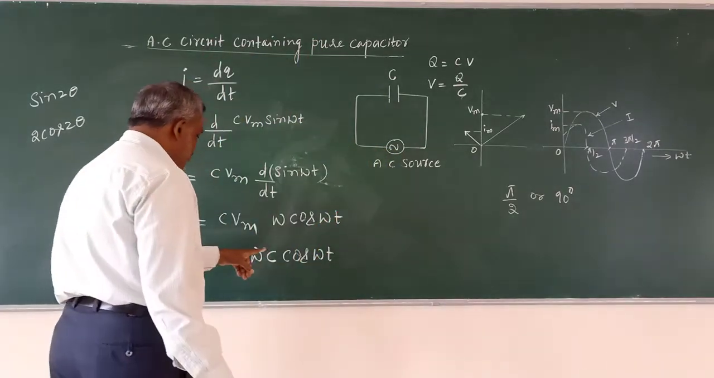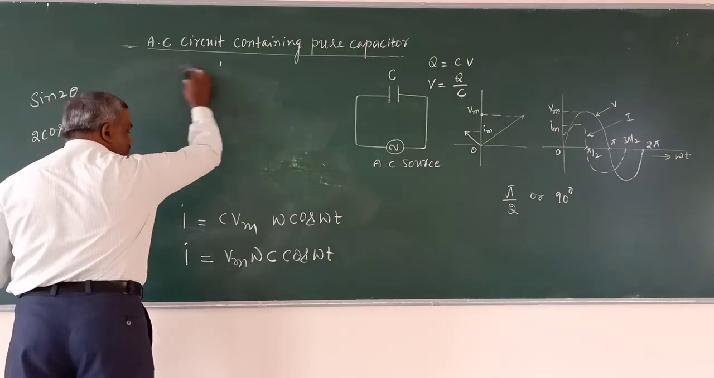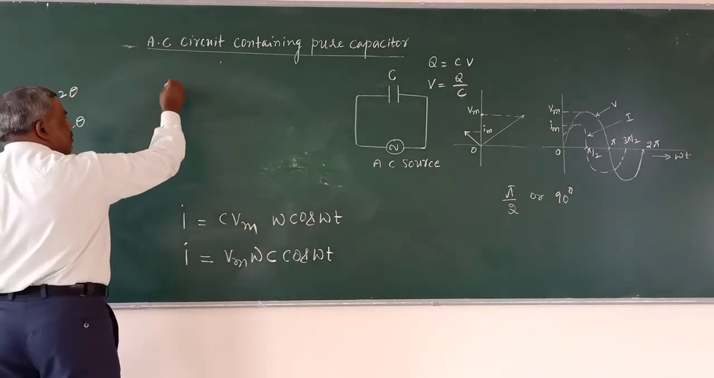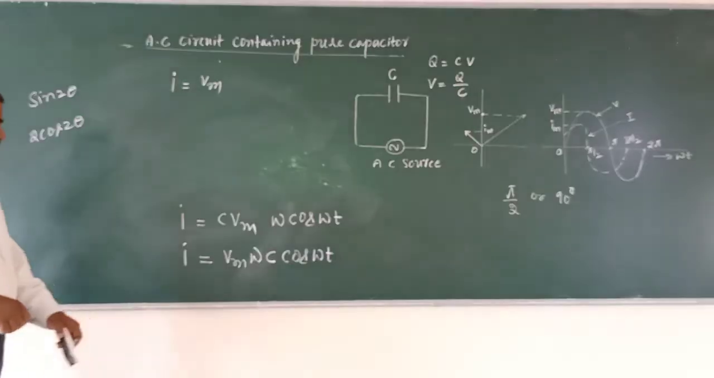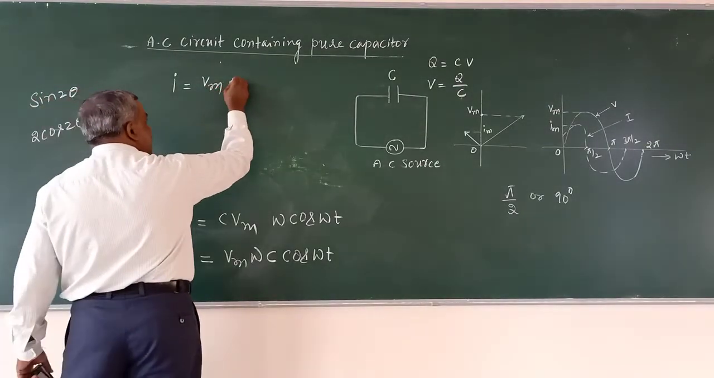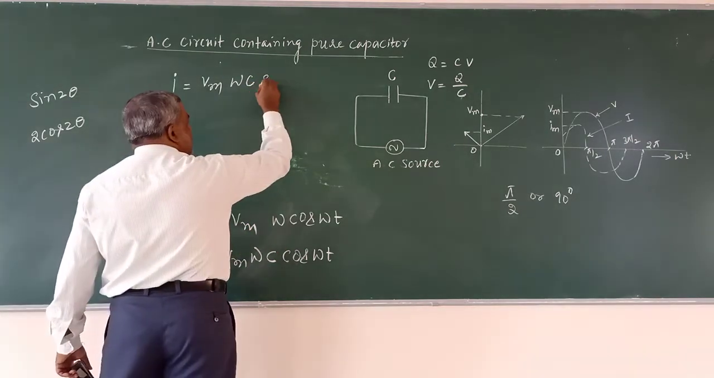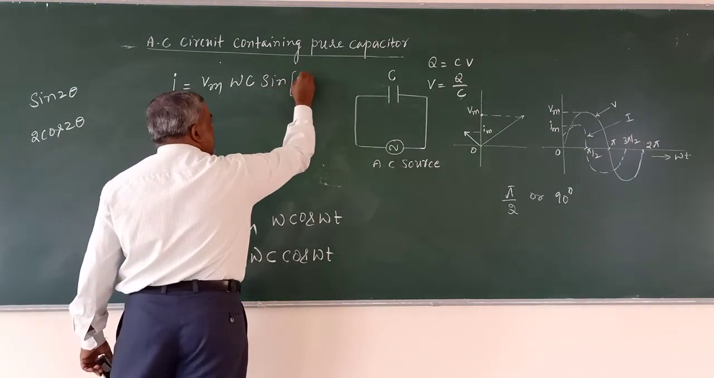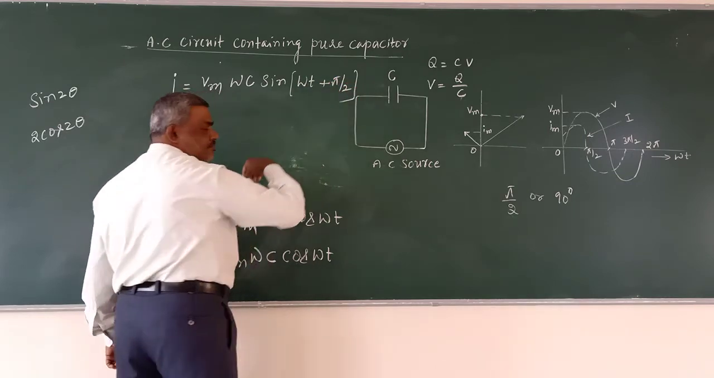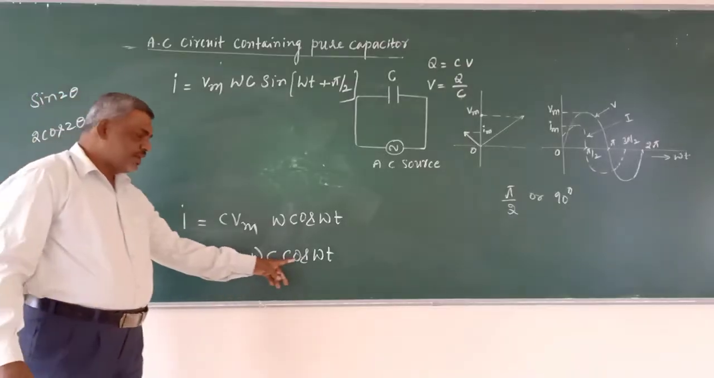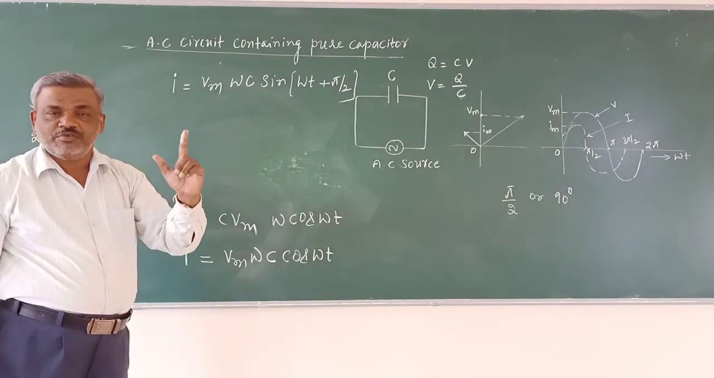So now convert cos to sine. I equal to Vm omega C sin omega t plus pi by 2. Now your cos omega t is there, but voltage and current vary with the sine function with time.